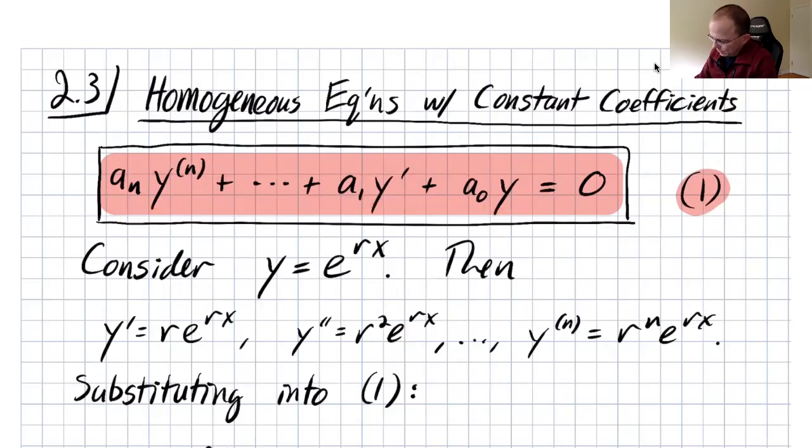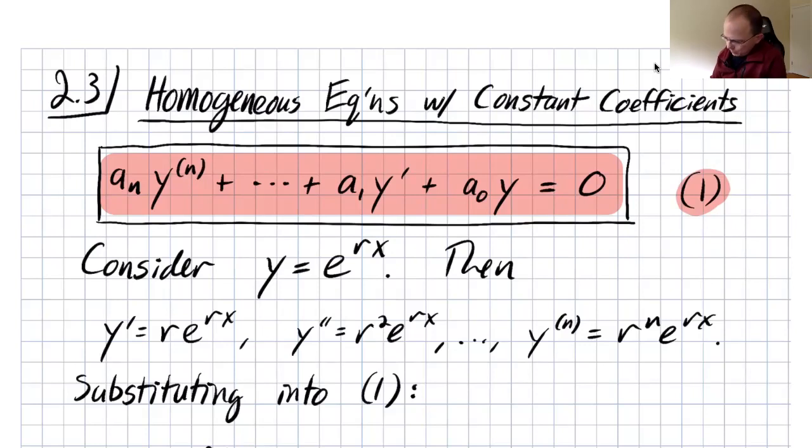It's homogeneous because the right-hand side is 0, and it has constant coefficients. So all of these coefficients of the derivatives and of the function y itself are all just constants. So this is a linear homogeneous equation with constant coefficients. And the technique we'll learn in this section is how to get a general solution for this type of equation.